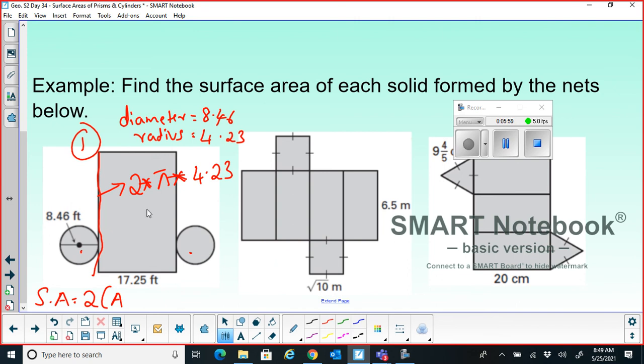We will simplify both of them later on, but let's see what surface area is. Surface area is twice the area of circle, I'm just saying A of circle, plus area of rectangle. Okay, let me find each of them.